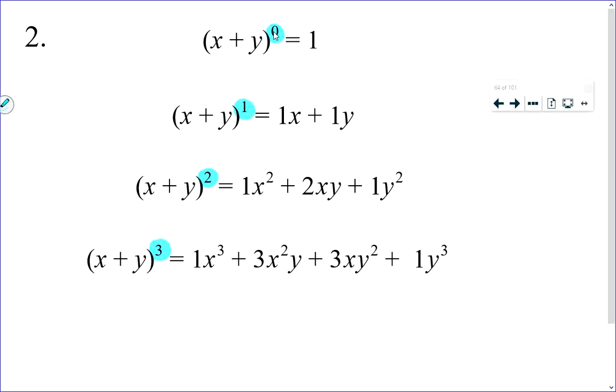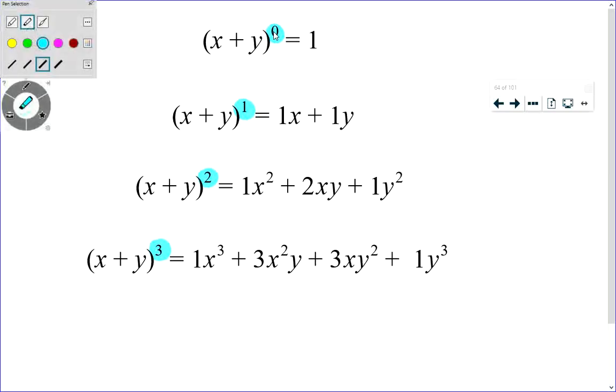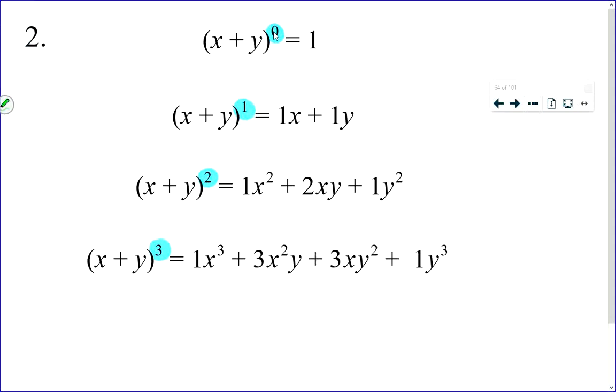The other thing I want to point out to you, and I think it's more important than the point I just made, is that these numbers, the coefficients of everything, are the numbers from Pascal's triangle.